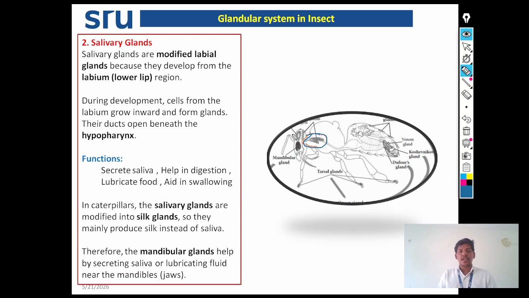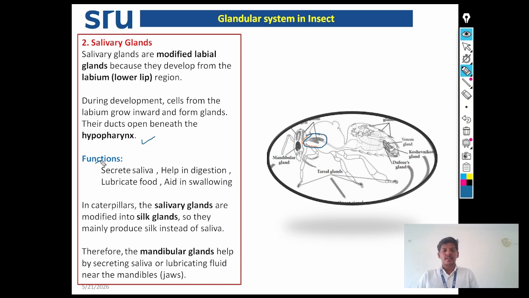During the embryonic development, cells from the labium grow inward and form glands. That is nothing but the salivary gland. And their duct opens below the hypopharynx, that is the tongue. See the function of the salivary gland. They secrete saliva, help in digestion, lubricate the food, and aid in swallowing.